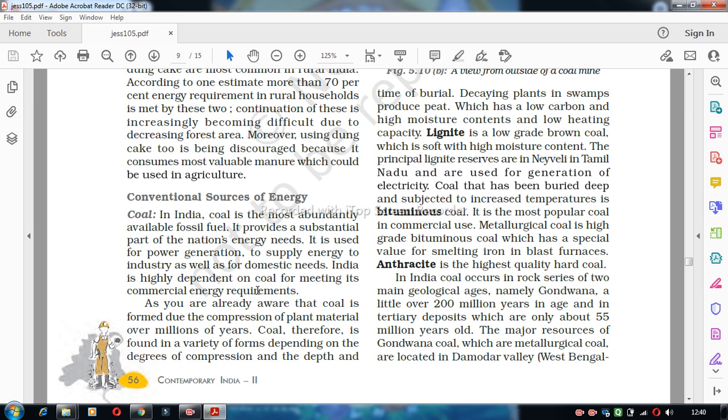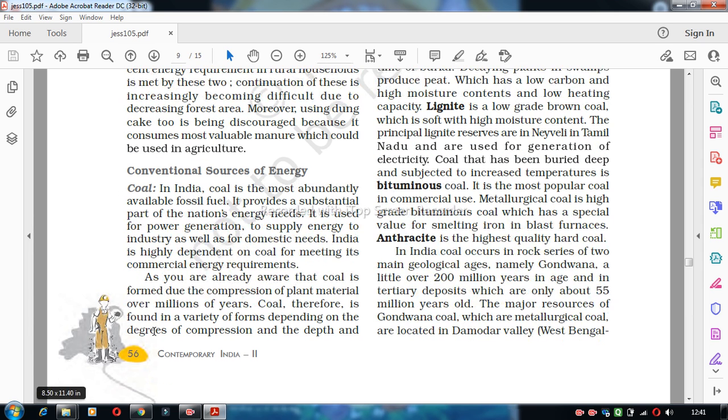So, the conventional sources of energy, first we are taking coal. In India, coal is the most abundant available fossil fuel. What are fossil fuels? Already I had explained to you in the previous classes. Next, it is used for power generation to supply energy to the industry as well as for the domestic needs in India. India is highly dependent on coal for meeting its commercial energy requirements.